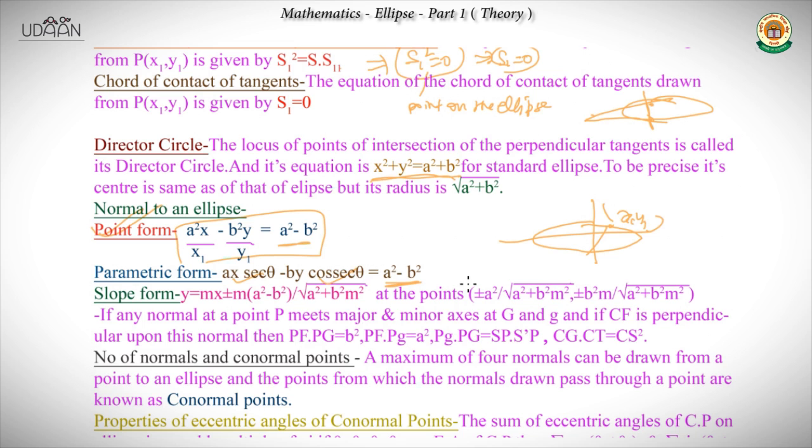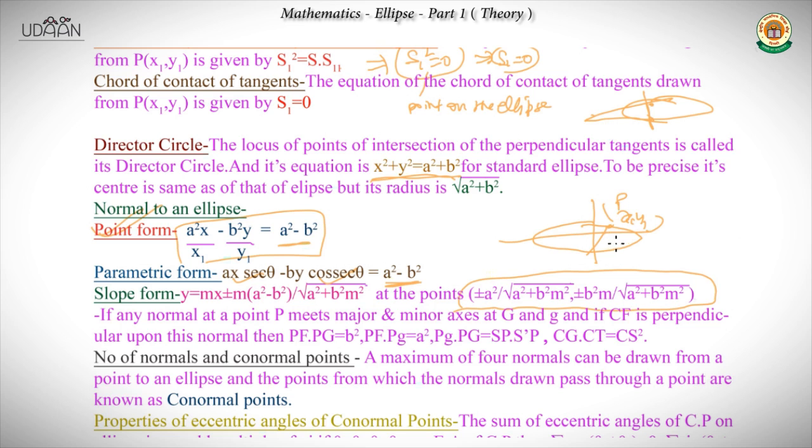And if we get the slope of the normal as m, in the slope form it is y equals mx plus or minus m into (a square minus b square) by root over (a square plus b square m square), and the points at which the normal touches are plus or minus a square by root over (a square plus b square m square), comma plus or minus b square m by root over (a square plus b square m square).